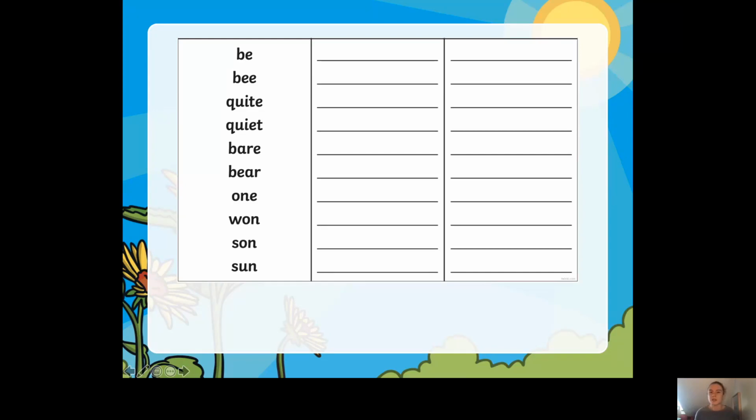Then once you've finished, can you choose 5 of your spellings and write them in a sentence so that you really understand their meaning, because it's really important. This is really important with homophones and near homophones. So for example, as I did, the sun was shining brightly yesterday. Okay, so I've used the word sun and I know that I'm talking about the sun in the sky.